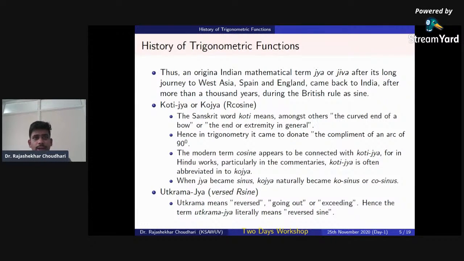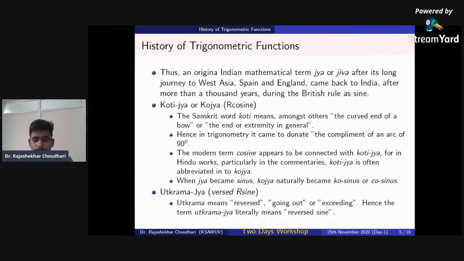So these are the three trigonometrical functions defined by Indian scholars. One is, as I said, ja, which was also called jiva by Indians. When it went back to Latin, they called it sinus, which after some translation came back to sine in the British rule. And Indians also defined kotija or koja, which is the cosine function, and they also defined utkarmaja, which is the versed sine function.